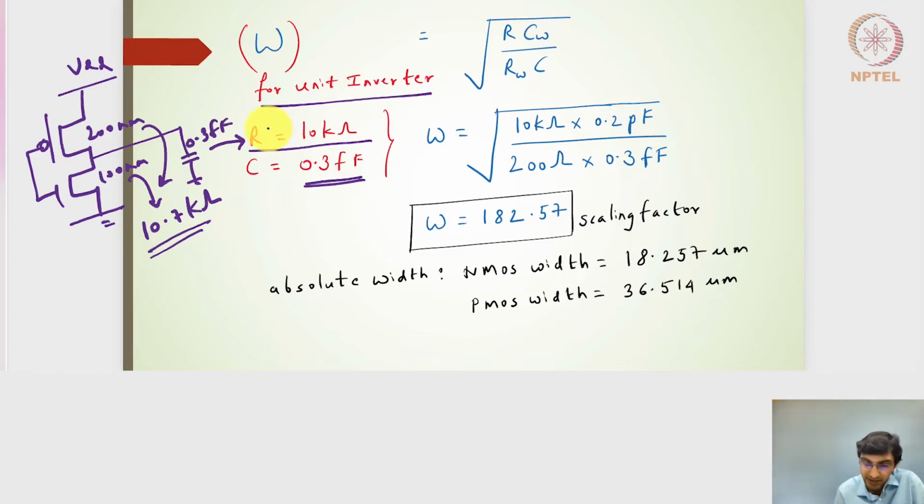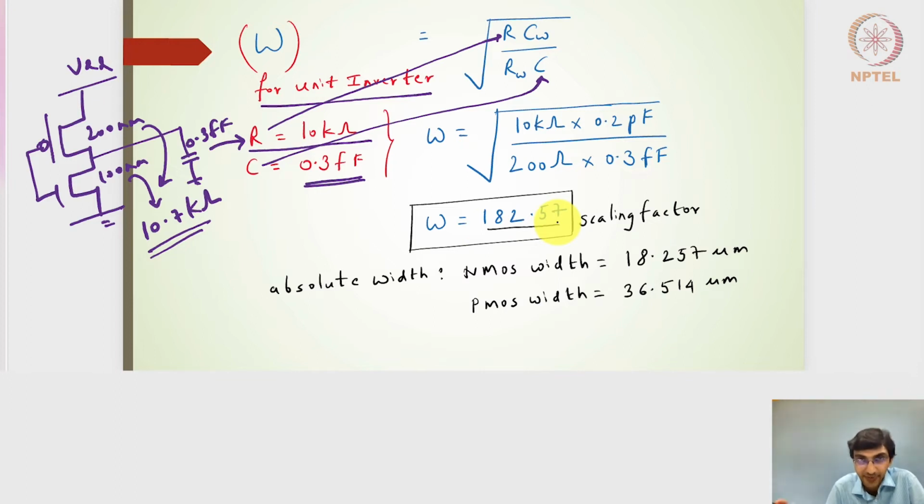So if I use those particular R and C values here, this R value goes here, this C value goes here, we know what CW is, we know what RW is, we should be able to find out the optimum width. It turns out to be 182.57, the scaling factor. Now remember that the W is still a scaling factor. It is not an absolute number, it's not an absolute unit.